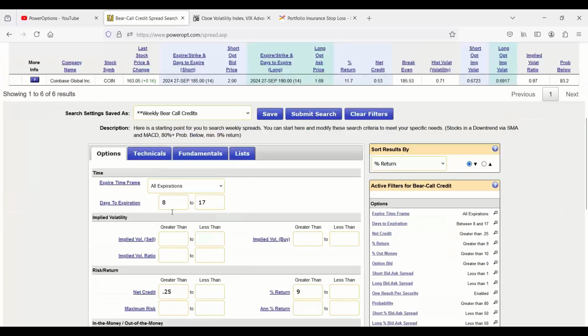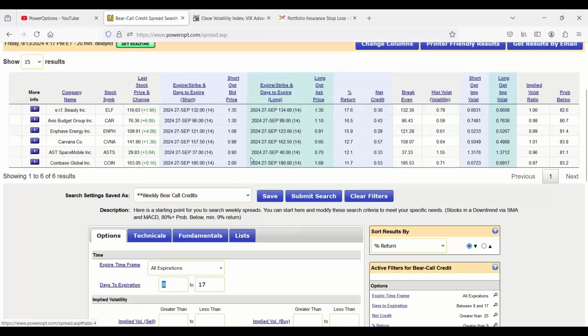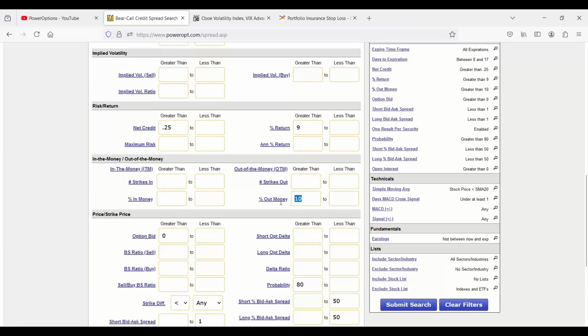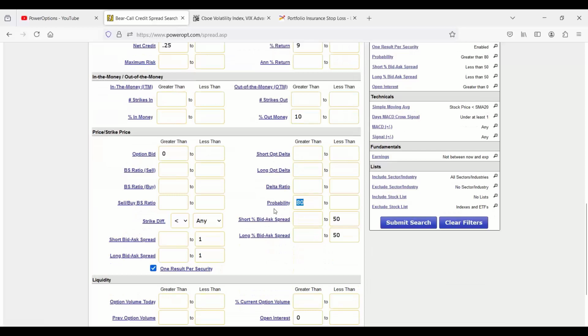And similar thing, we're just looking for expirations that are about 11 to 14 days out in time. We usually look about 2 weeks out in time. Net credit of less than 20 or more than 25 cents. Minimum return of 9%, still being 10% out of the money, but an 80% probability on the shorter term. Again, avoiding earnings between now and expiration, looking for a negative MACD signal and stocks below the SMA 20.